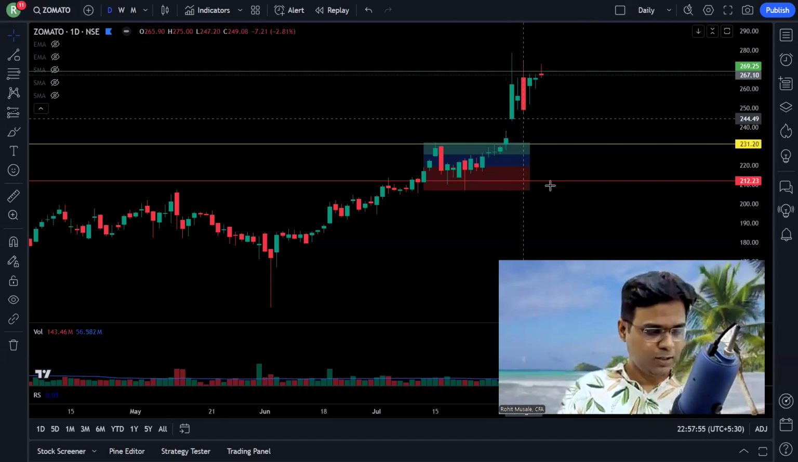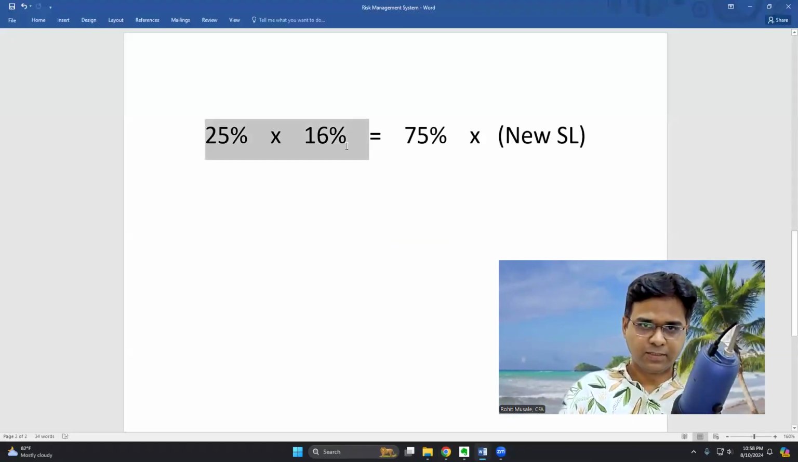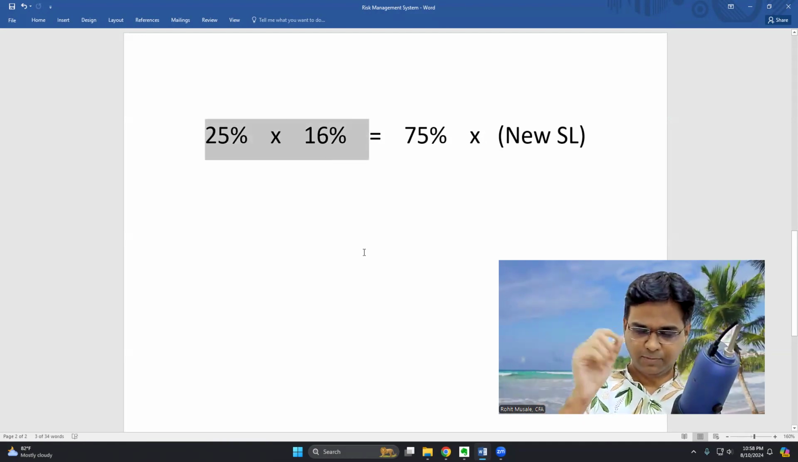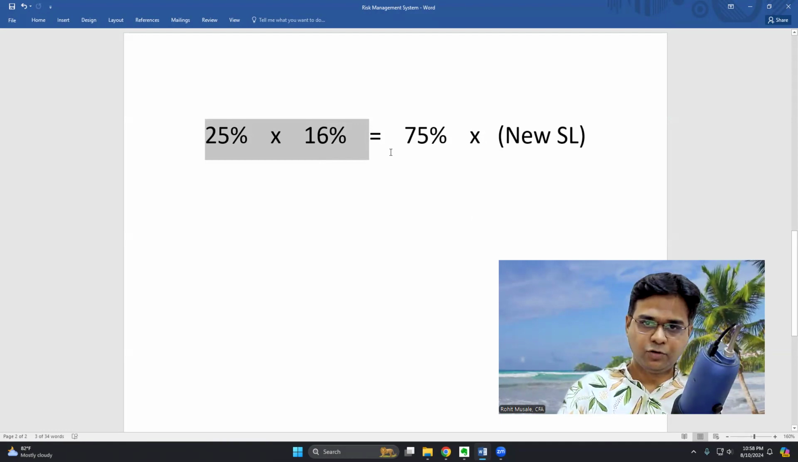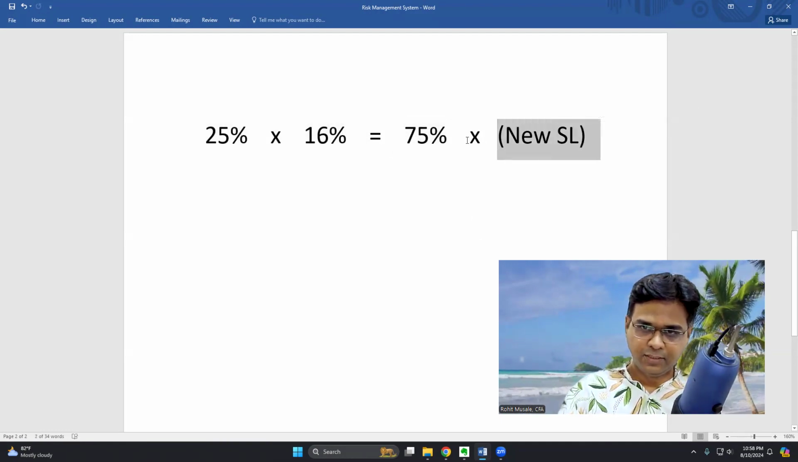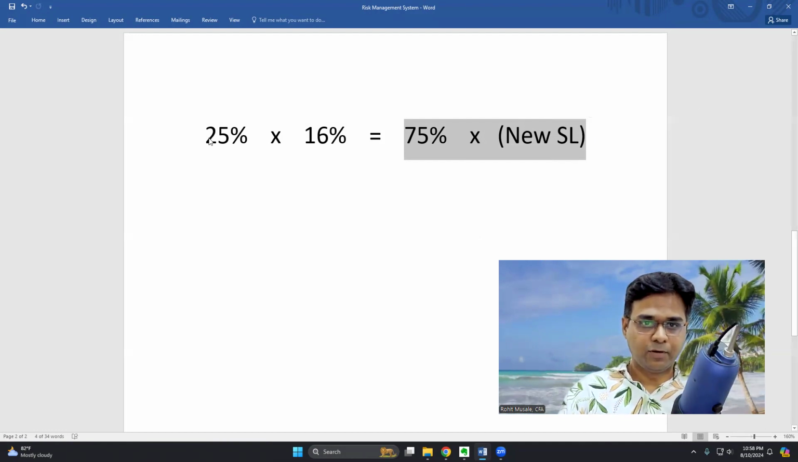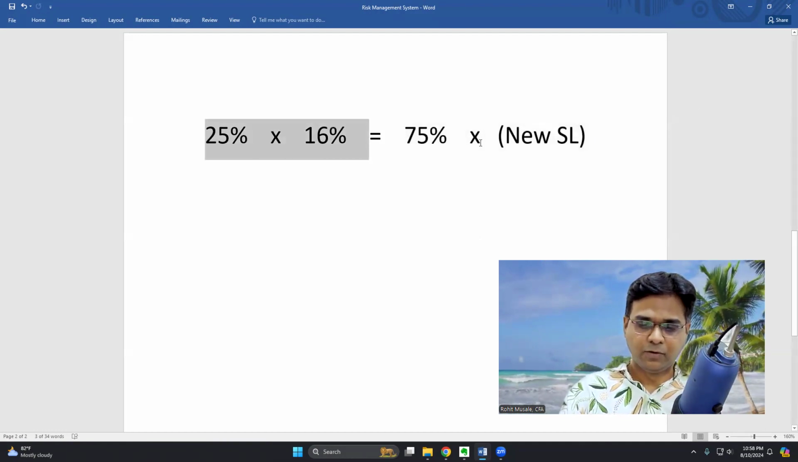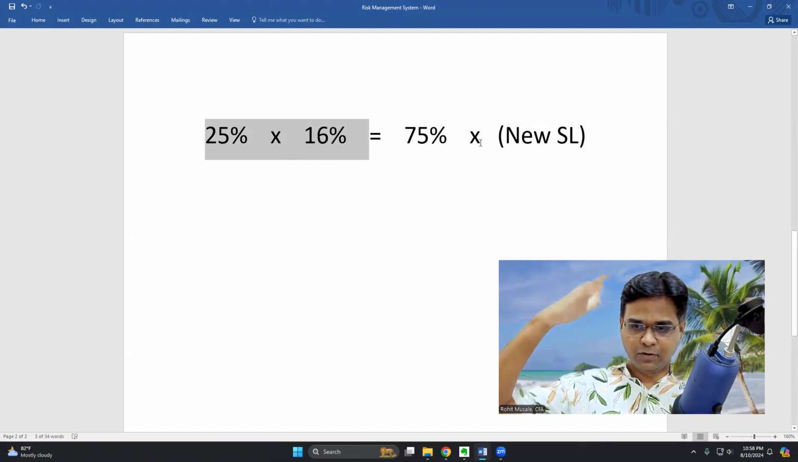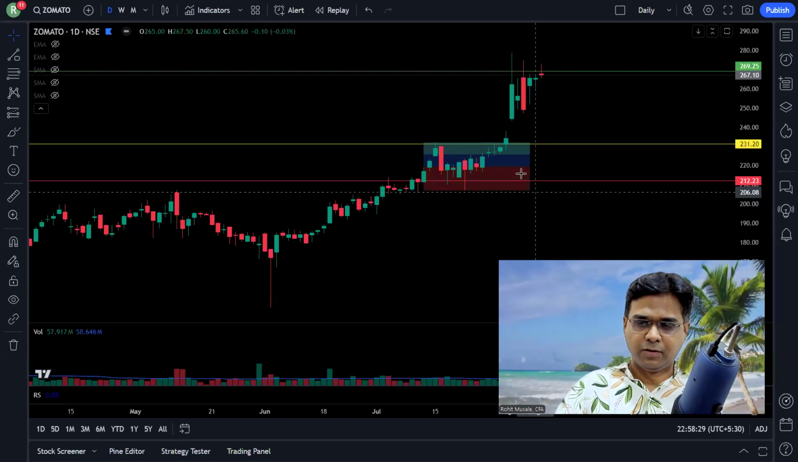So what's the formula? The formula is this: 25% of 16%. That's the profit that you make on those 25% of your position. This should be equal to 75% multiplied by the new stop loss. So this is your loss, like projected loss if the stock comes down. And this is your profit. So if your profit is equal to your loss, that means even if the stock crashes, you don't lose any money, correct? Now, this is one way.